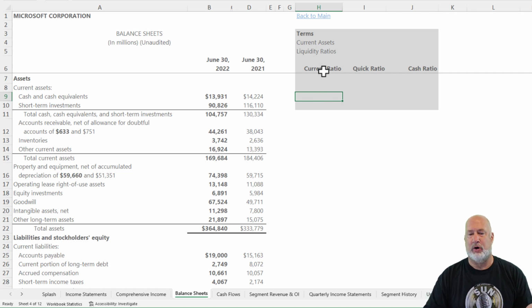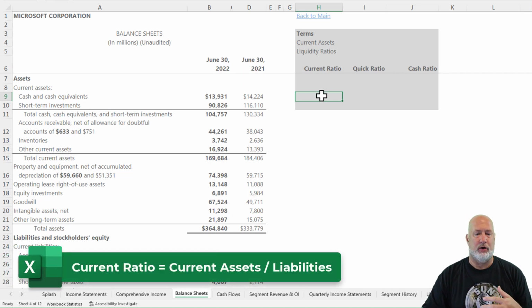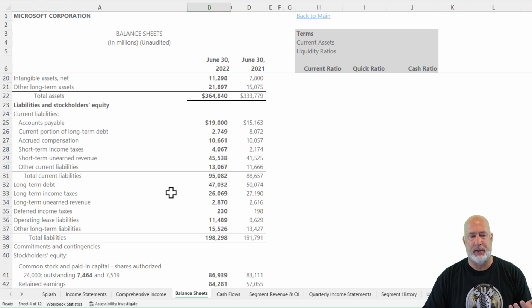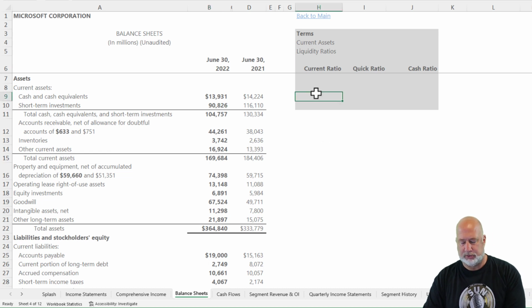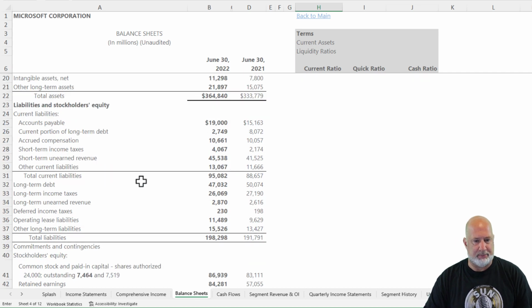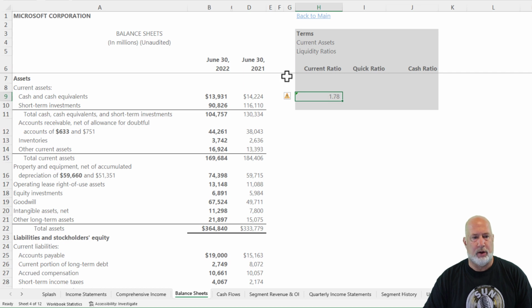So the first one is current ratio. You take your current assets and you divide it by your current liabilities. Here are the current assets right there, 169,000. I'm just rounding here. Our total current liabilities is 95,000. Let's go ahead and do this formula. So it's going to be simply equals that number divided by the current liabilities, 1.78, right there.